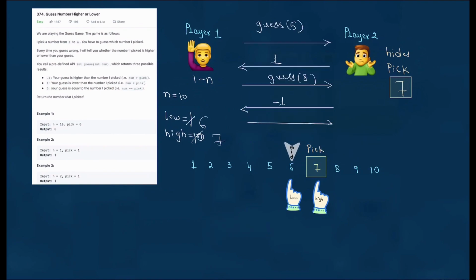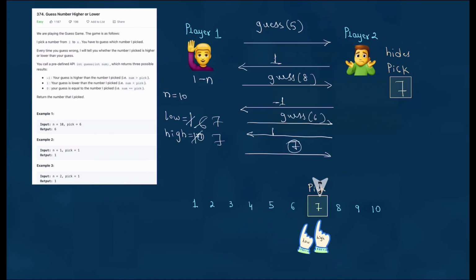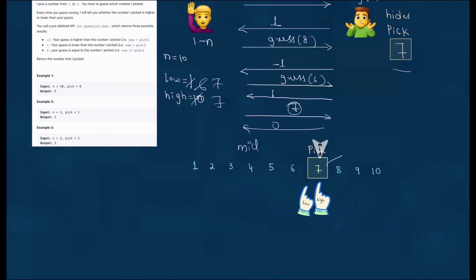Now we guess 6, and player 2 responds with 1, saying your guess is lower than the number, because the pick is 7 and we guessed 6. In that case we update the low pointer to point to the next element, and now both high and low are equal and we recalculate the mid. That would be 7 plus 7 by 2, which is 7. Now we guess 7, and this 7 is equal to the pick, so he responds with 0. That would be our number, so we return the mid, in this case 7.